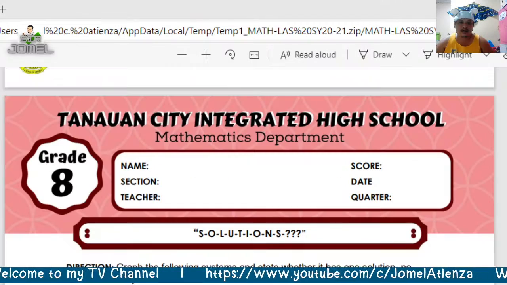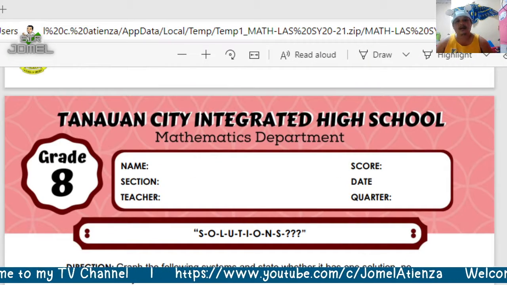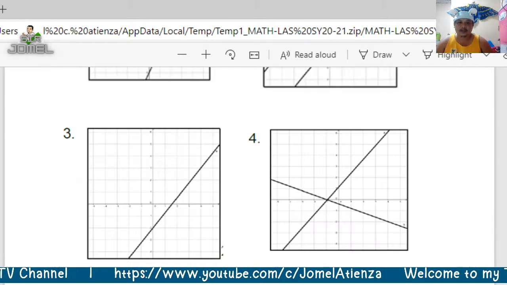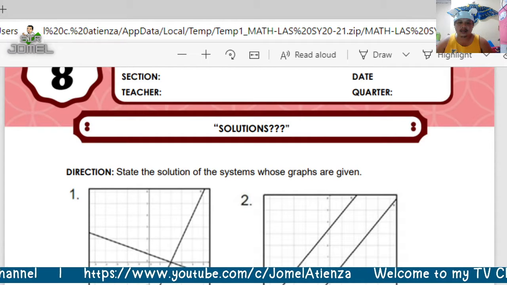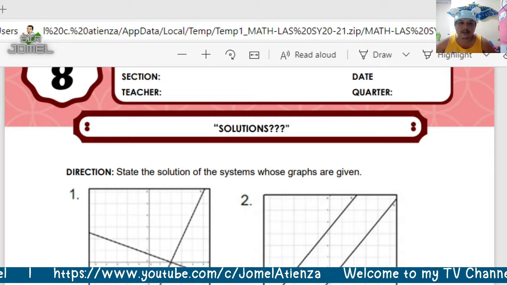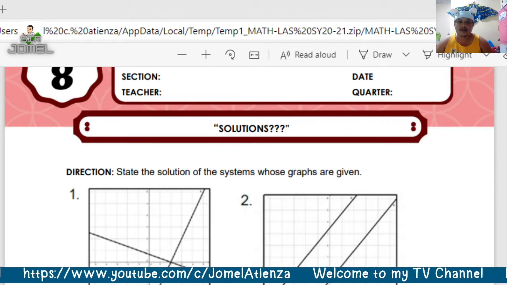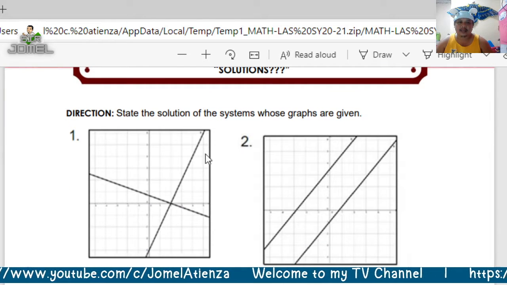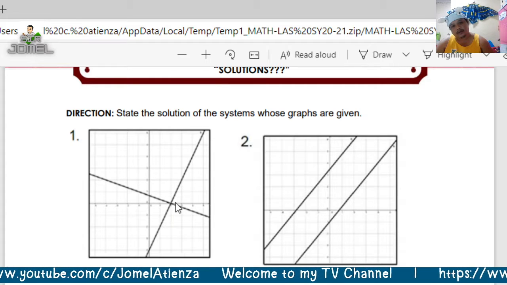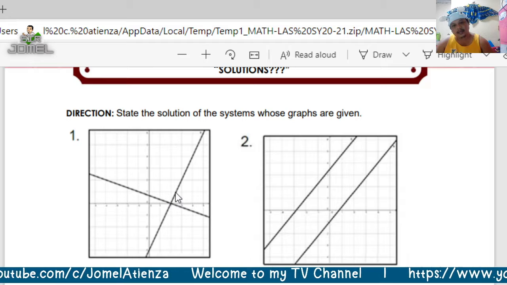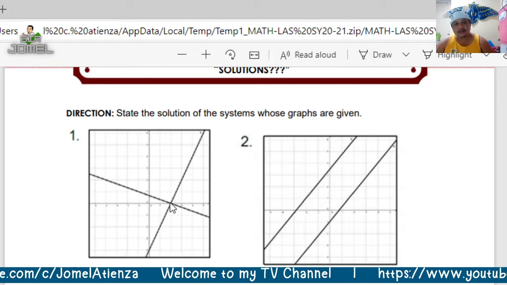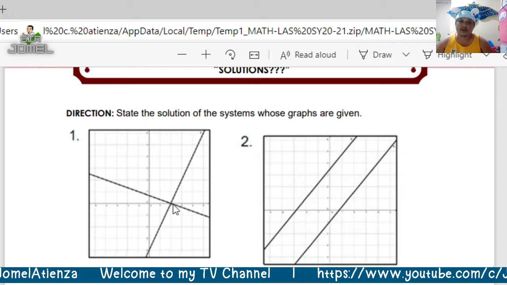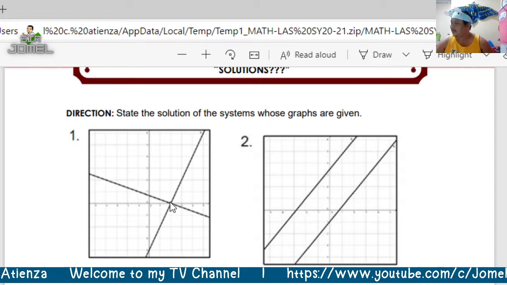So we have another activity or example for that graphs. Okay, so for example, state the solution of the systems whose graphs are given. So for number one, as you can see, that is intersecting lines, and that is also a perpendicular line, so it creates a 90 degrees or right angle. But kung ilan yung solution nito, there is one solution because that is intersecting lines.